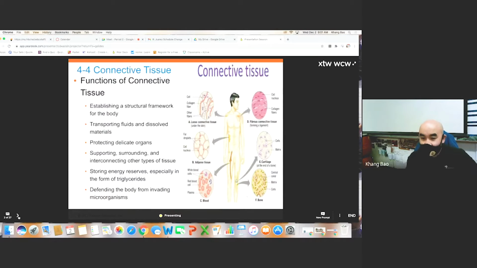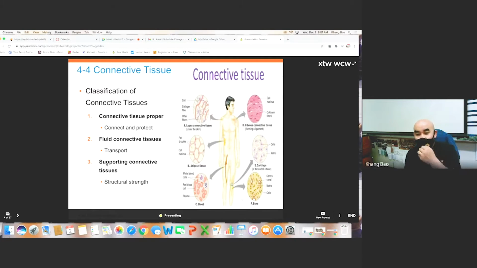All right. So what are the functions of connective tissue? Well, they establish a structural framework for the body, because they connect things together. They transport fluid. They protect delicate organs. They support and surround, just like epithelial tissue, but epithelial tissue has more of that job. They store energy reserves, like fat, and defend the body from invading microorganisms. So those are some of the characteristics, the jobs of a connective tissue.